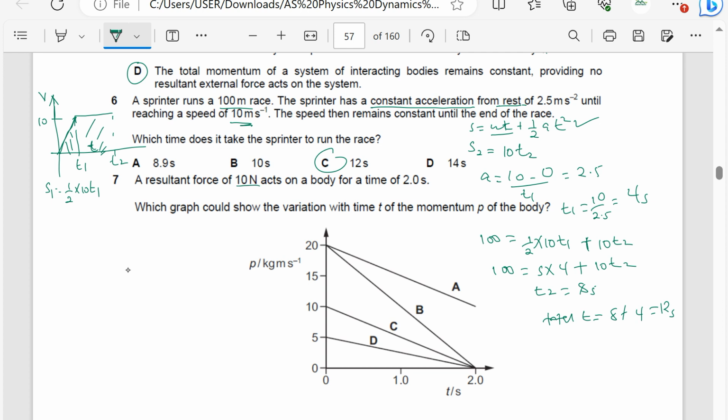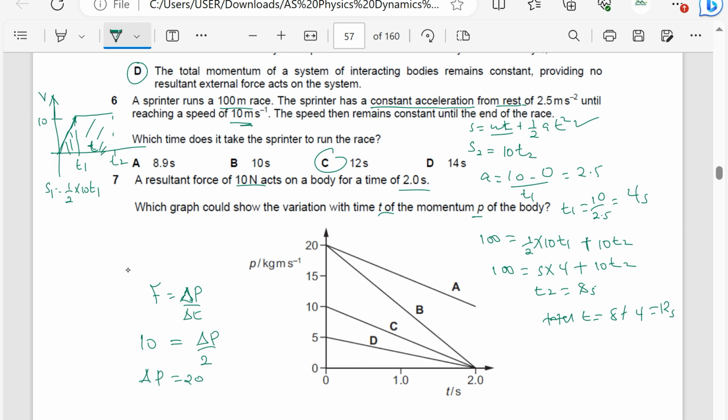The resultant force of 10 newtons acts on a body for a time of 2 seconds. Which graph could show the variation with the time t of the momentum p? Remember, force is equal to the rate of change of momentum. The force is 10 newtons, so 10 newtons should be equal to the change in momentum over 2. So the change in momentum should be 20.